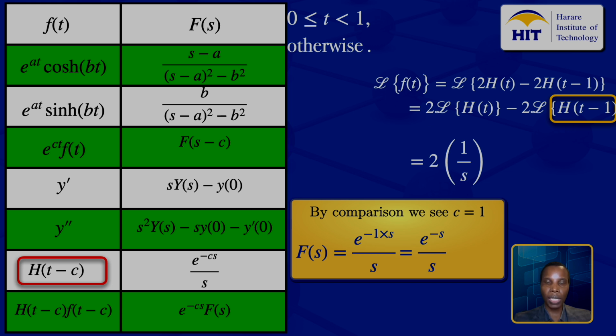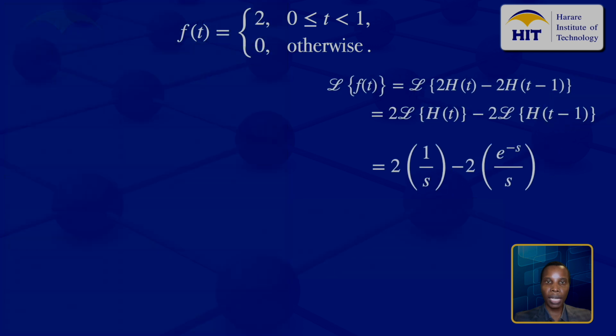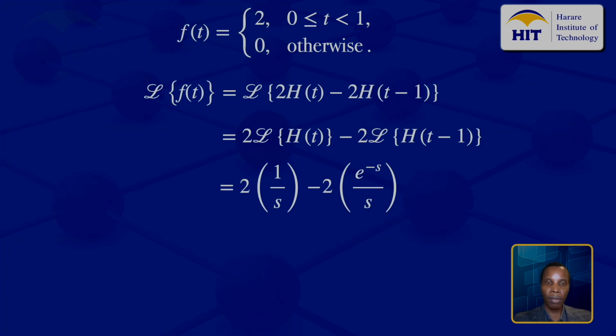Then we put it in our formula here, so that we have minus 2 times e to the minus s divided by s. So that's the Laplace transform that we are having, but we can put these 2's in the numerator, so that our Laplace transform becomes 2 divided by s minus 2 e to the minus s divided by s. So that's our Laplace transform of the given f of t.